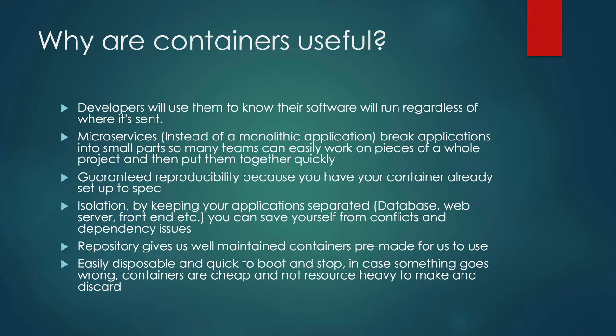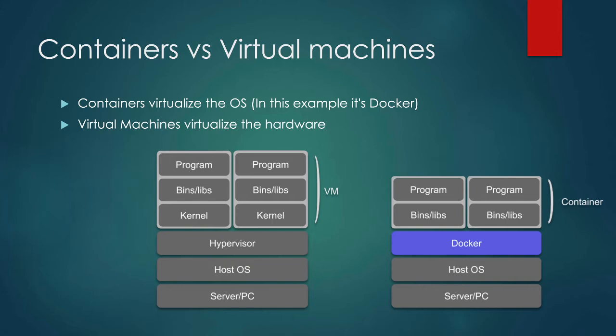You also have the ability to make sure that it is able to be reproduced because you already know what your container is set up to be. You know that you have isolation because you're able to keep your applications separate. You can create a repository so you can actually have some pre-made containers, and you can also have containers that are easily disposable. So if anything goes wrong, containers are not resource heavy, so it's actually really easy to spin one up and get rid of one very quickly.